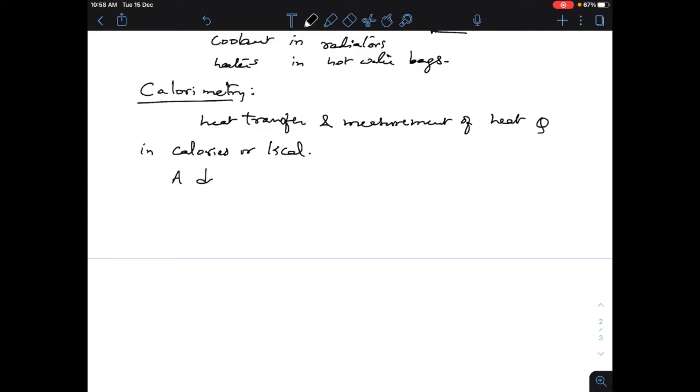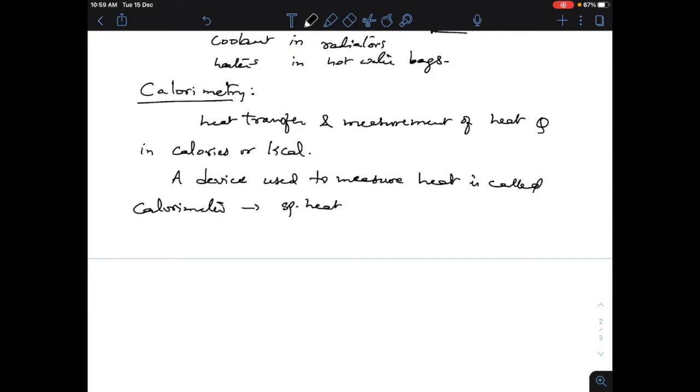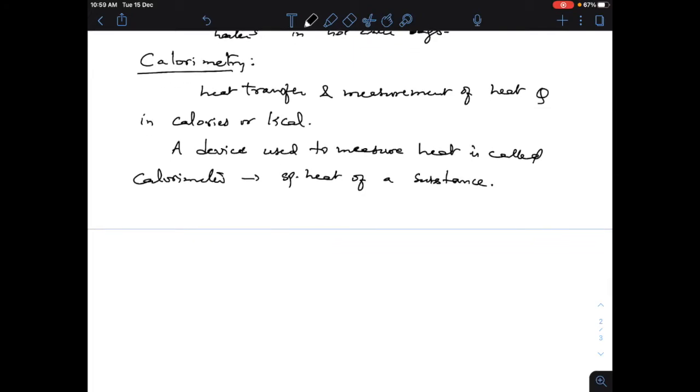A device based on this principle, used to measure heat, is called a calorimeter. A calorimeter can be used to measure the specific heat of a substance. So what is the principle here? The principle of calorimetry.